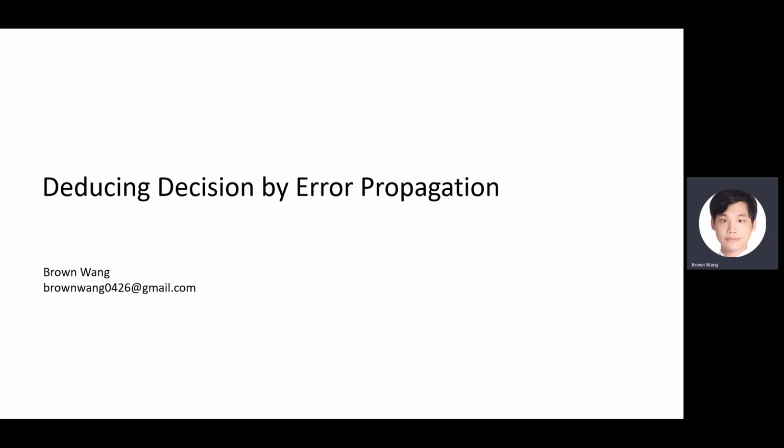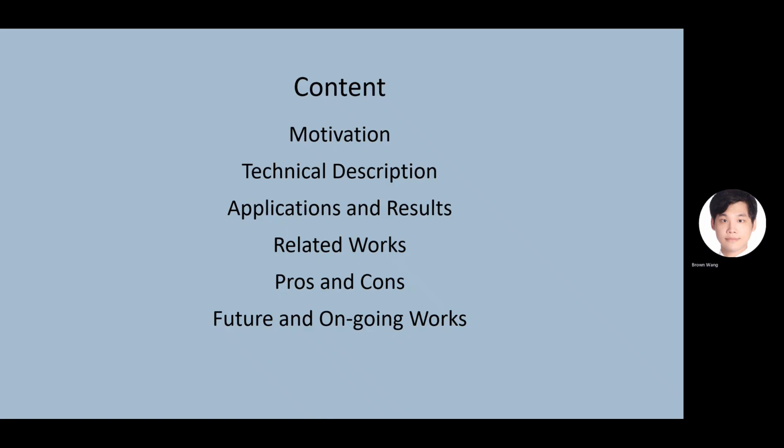Today, I would like to share how to use error backpropagation to initiate deductive reasoning in deep neural networks. First, I would like to talk about motivation, and then the technical details and applications, related works, pros and cons, and future and ongoing works.